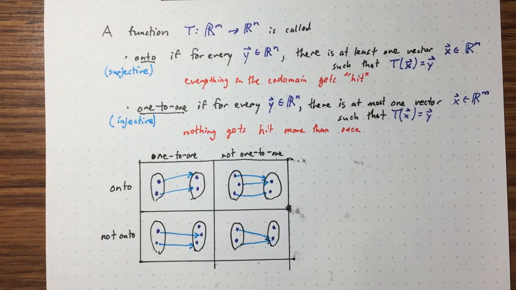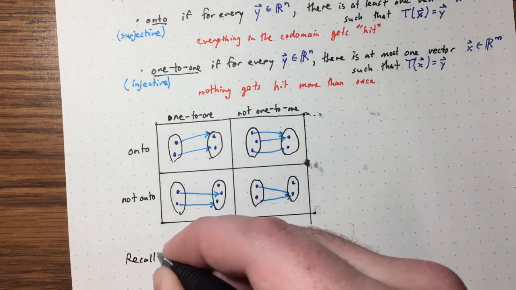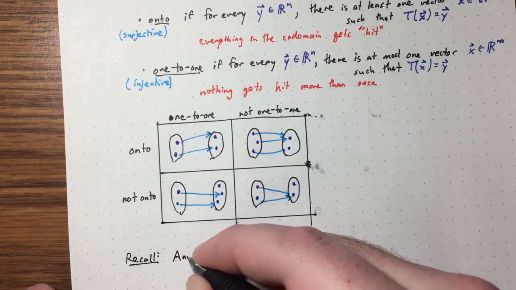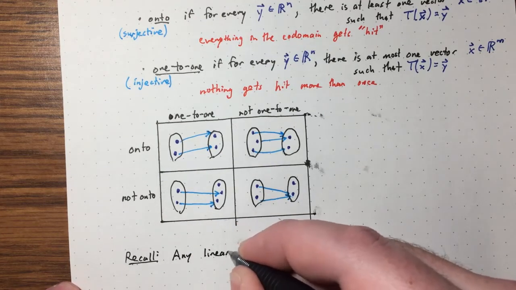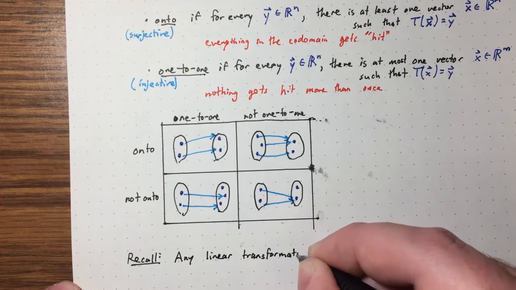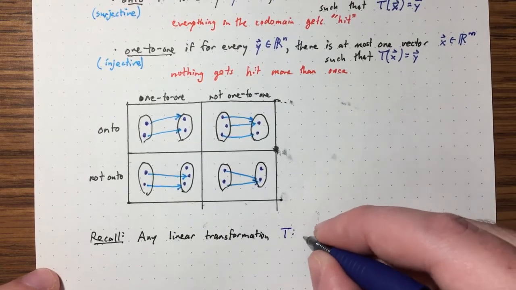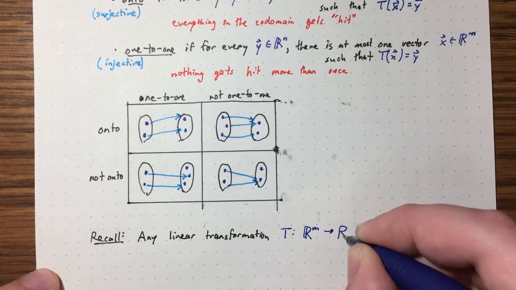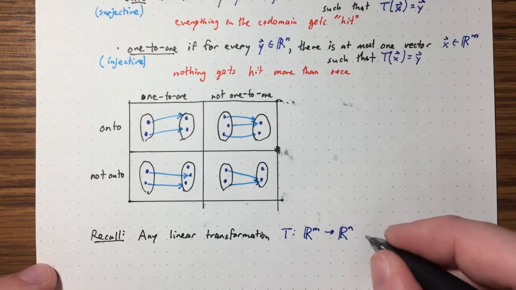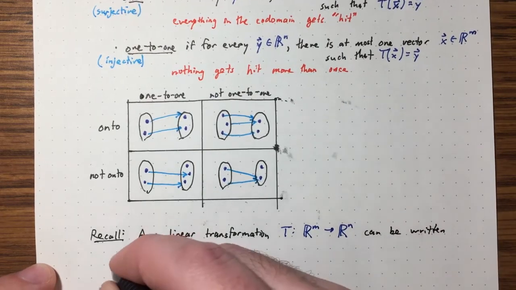Okay, let's talk about linear transformations now. So let's just recall, what did we learn about linear transformations? Well, I'm not going to recall the whole definition, but I'm just going to say one of the most important things from the previous lecture was we learned that any linear transformation, let's say T from Rm to Rn. Okay, it doesn't have to be the same space. It could be two different spaces. It can be written in a matrix form, right? So it can be written in the form.